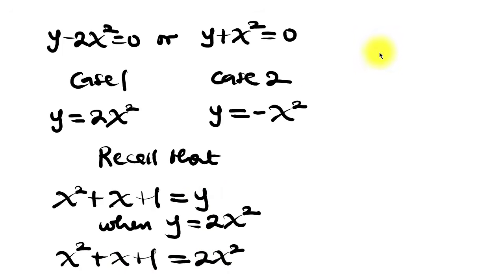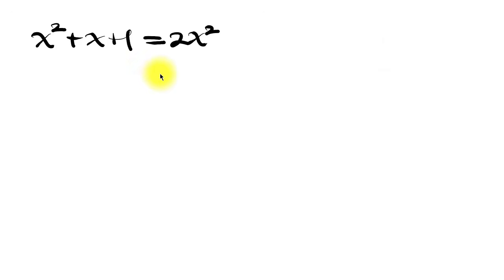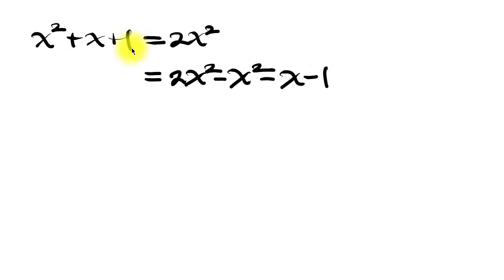When I move everything to one side, I'm going to have 0 equal to 2x squared. When I move x squared to the right, it becomes minus x squared. When I move x to the right, it becomes minus x. When I move 1 to the right, it becomes minus 1, leaving nothing on the left hand side. Now let's simplify. So this becomes 2x squared minus x squared, which is x squared, minus x, and then minus 1.